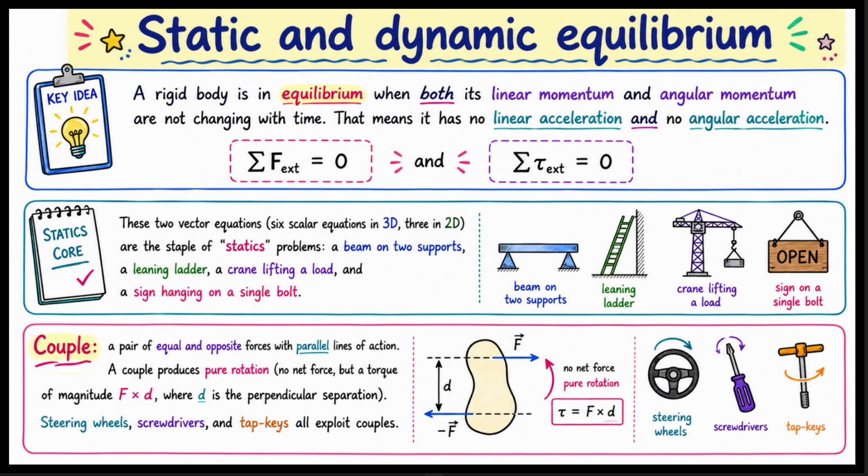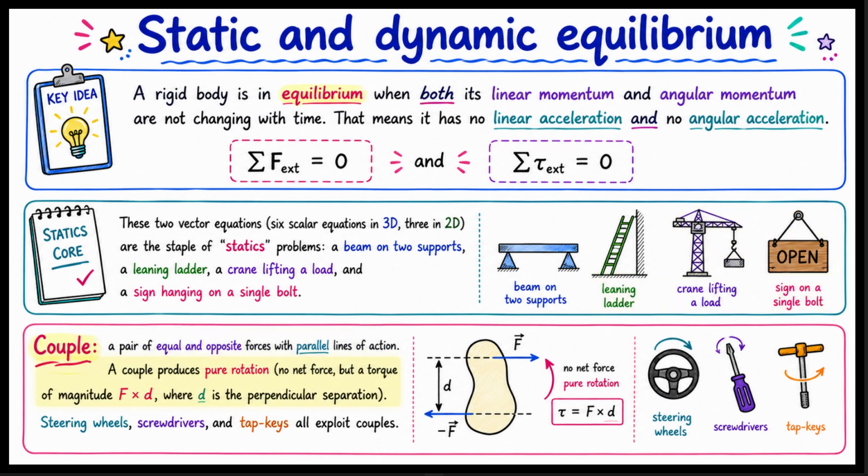A rigid body is in equilibrium when both its linear momentum and angular momentum do not change with time. This means there is no linear or angular acceleration, so the sum of external forces is 0, and the sum of external torques is 0. These two vector equations give us 6 scalar equations in 3 dimensions, or 3 in 2 dimensions, forming the basis for solving classic statics problems like a beam on 2 supports, a leaning ladder, a crane lifting a load, or a sign hanging from a single bolt.